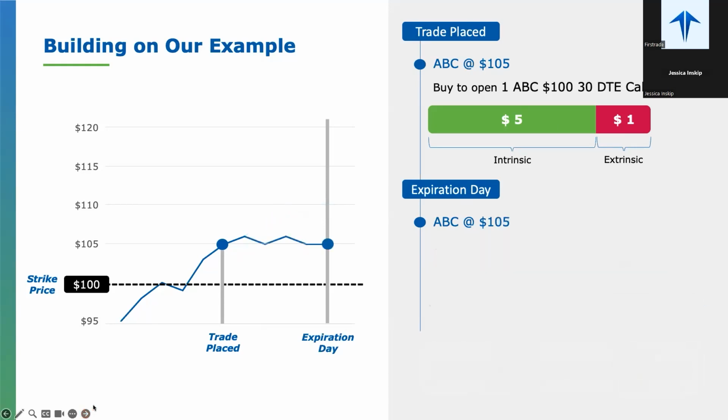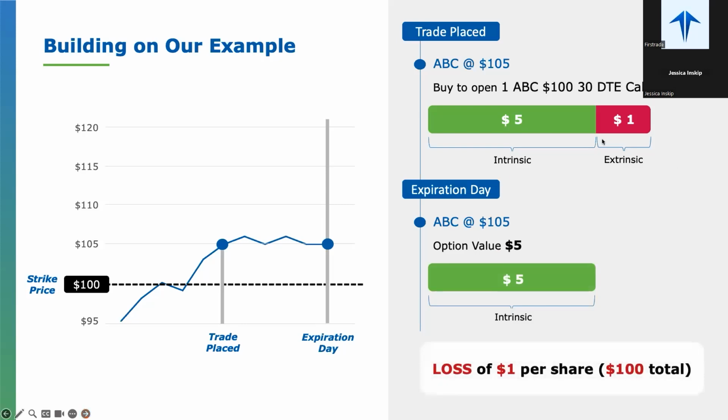Let's see what happens if ABC was at $105 per share. So it didn't move very much, and we get to expiration day and it is at the same price at which we placed that trade. Now that means our premium is only worth the $5 of intrinsic value, and that entire extrinsic value that we paid for has decayed, which would equate to a loss in this case. We have a loss of $1 per share, or $100 total.